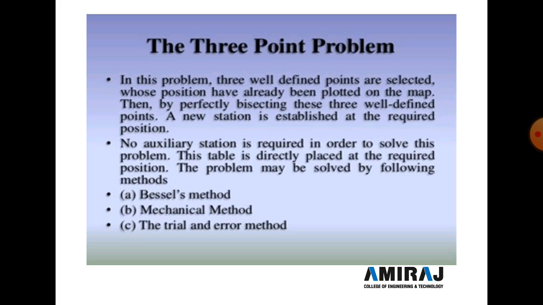No auxiliary station is required in order to solve this problem. The table is directly placed at the required position. The problem may be solved by three methods. The first one is Bessel's method, the second is the mechanical method, and the third one is the trial and error method.